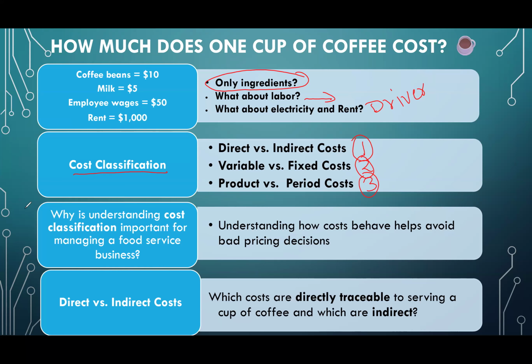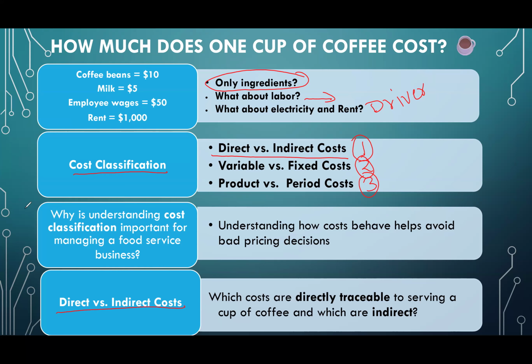So we are calculating costs, but that's not the end. We are essentially calculating costs so that we can understand where they are coming from and why, and how I can change them if necessary. So, the first thing that we will start with is direct versus indirect costs, one of the basic cost classifications.